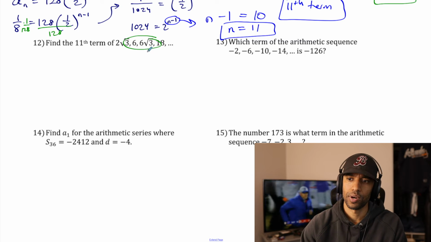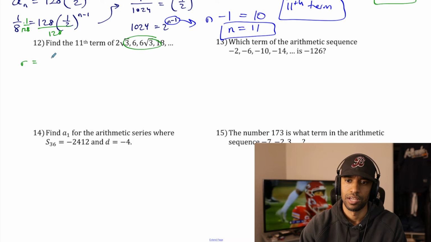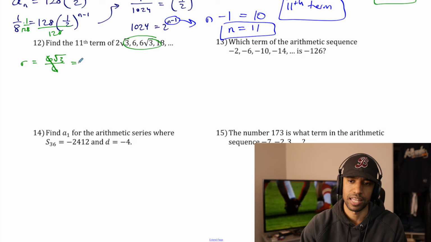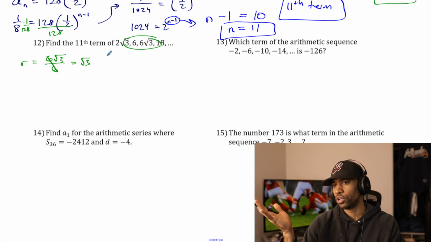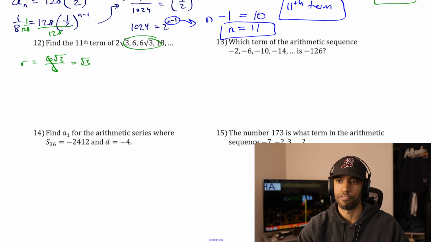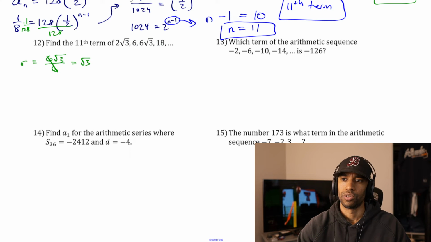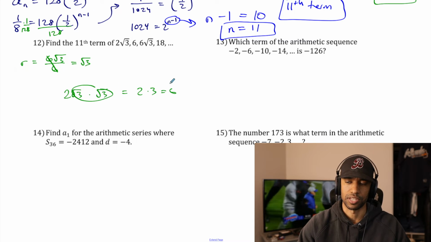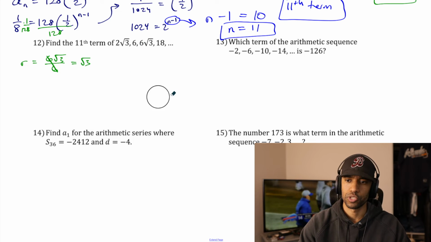Let's try 6 root 3 divided by 6. If there's a common ratio, then we use 6 root 3 divided by 6, and that gives us root 3 exactly. I mean, look, we know it's geometric here. And look, if you don't, let's try some of that. What is 2 root 3 times root 3? Does that give us 6? Well, root 3 times root 3 is 3, and 2 times 3 is 6. Yes, it does. So our common ratio is root 3 here.